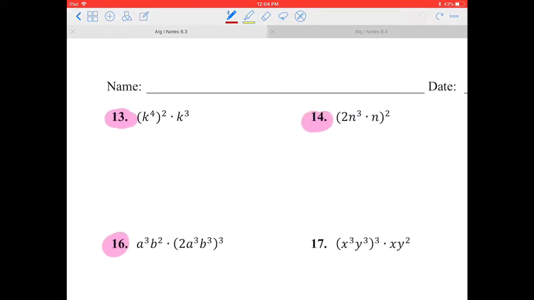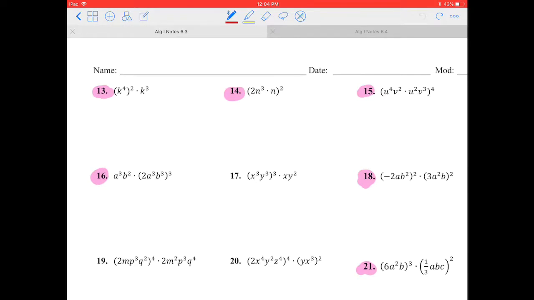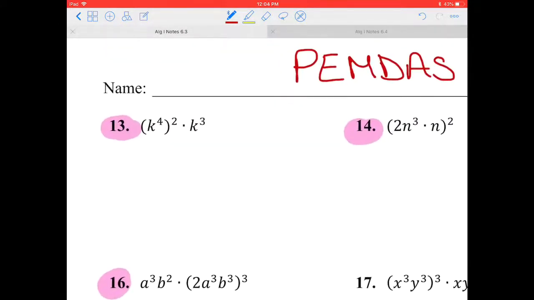Problems like 13 and on, where it's a mixture of both properties, it's really important that you stay true to PEMDAS. That is going to be your saving grace. So focus, pay attention to what you're supposed to do first. In PEMDAS, we're going to start with parentheses. Inside the parentheses, there's nothing happening. There's just a k to the 4th power. There's no multiplication, there's nothing. So we're going to move on to exponent. I have an exponent right here on this parentheses.